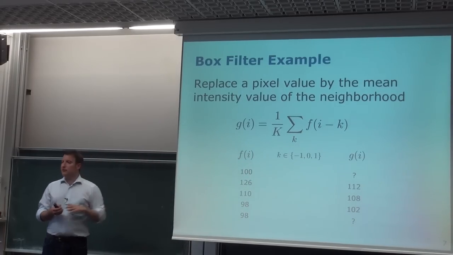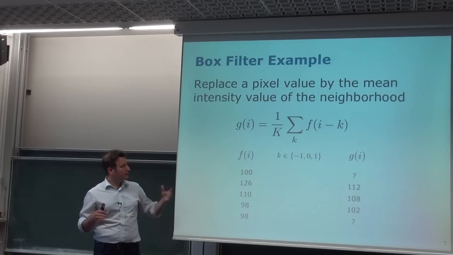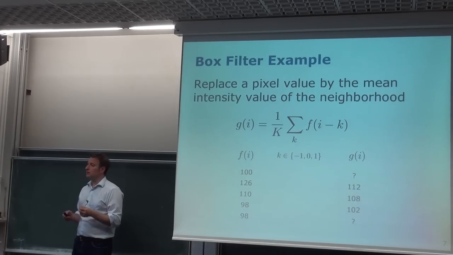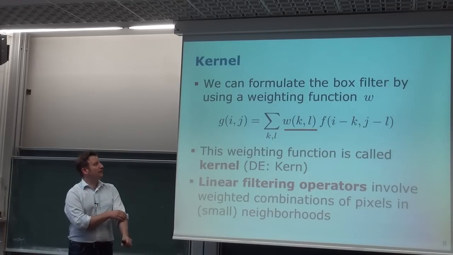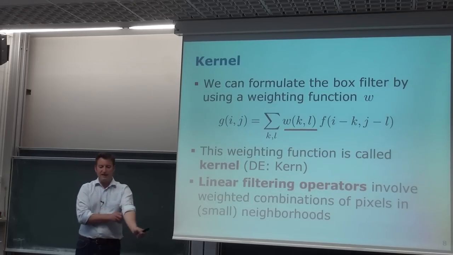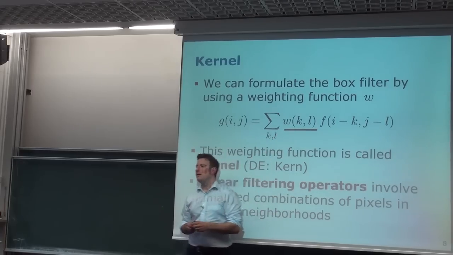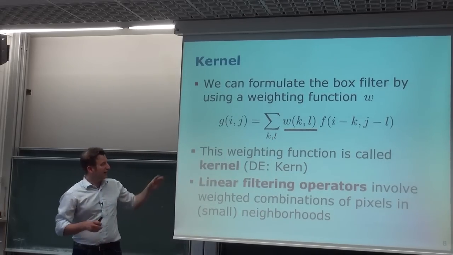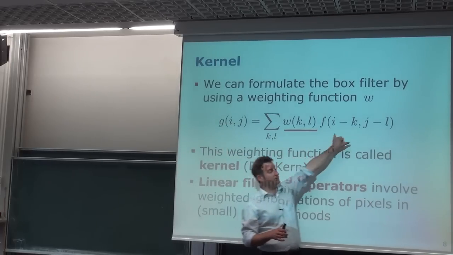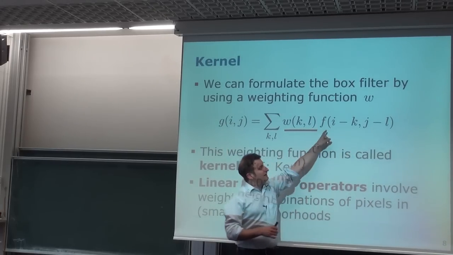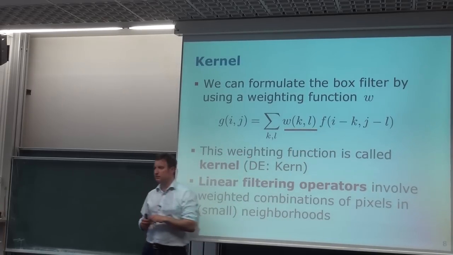Now we want to make the formulation a little bit more complicated, but not much more, in order to embed this type of filter into a more general framework of filters. What we're going to do is use something called a weighting function or a kernel function. This is this function W. What I'm basically doing here is combining 2 functions. This is my output, this is my input image, and I'm weighing every pixel in my input with some function W.